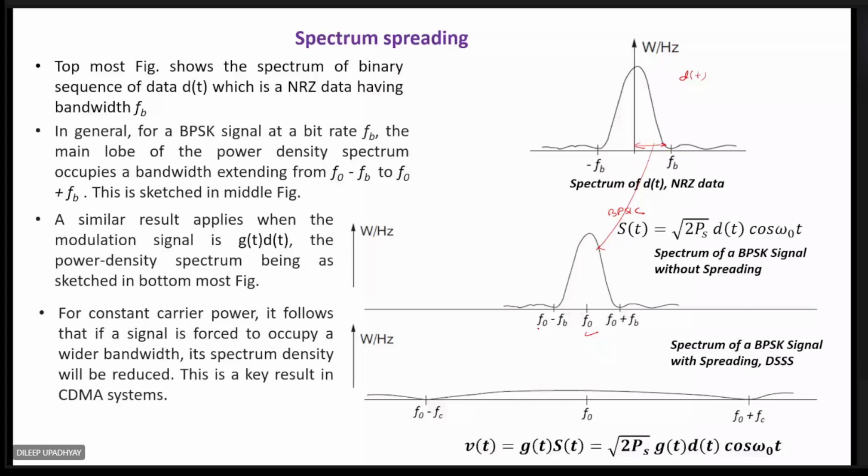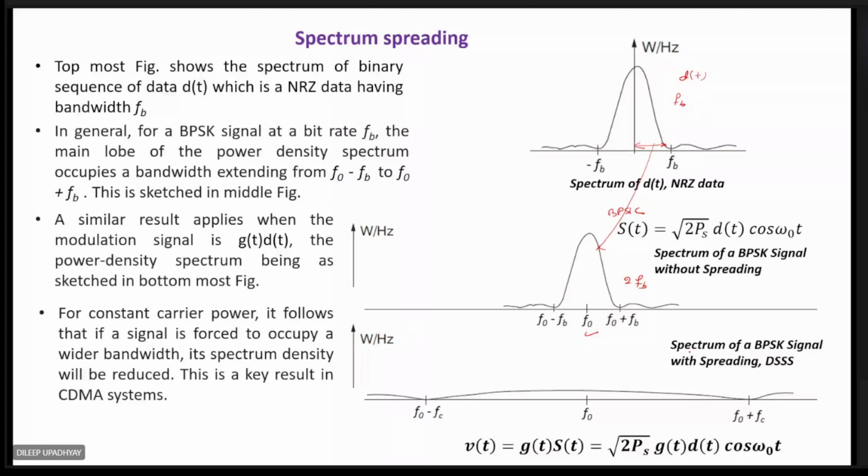So if the bandwidth of the data DT is fb, then the transmission bandwidth requirement for the BPSK signal comes out to be twice fb, as we all know. This width is twice fb. Now, what will the spectrum be? Which type of spectrum will we have for the direct sequence spread spectrum signal?